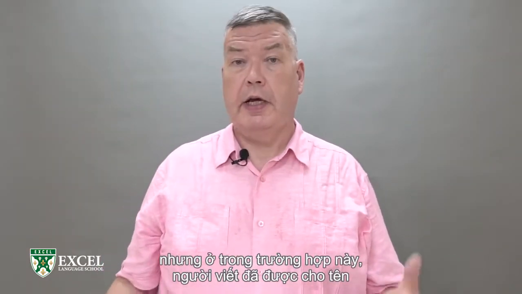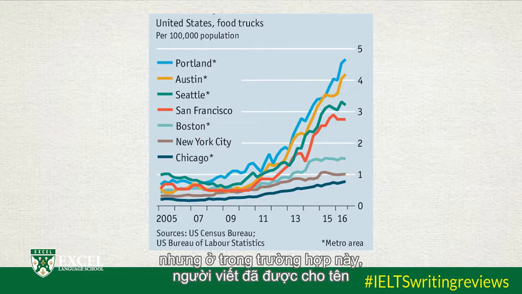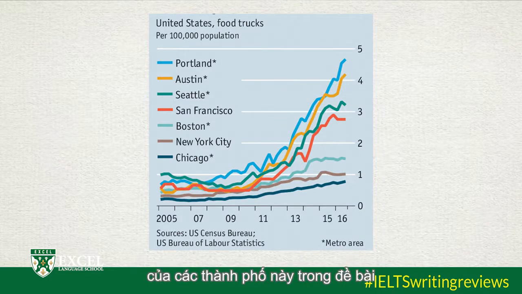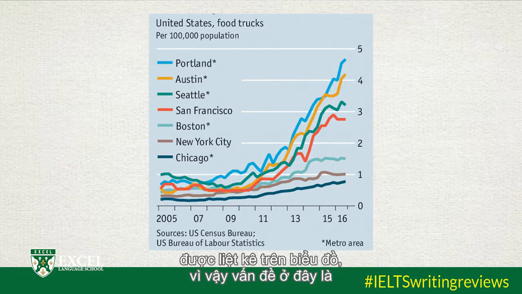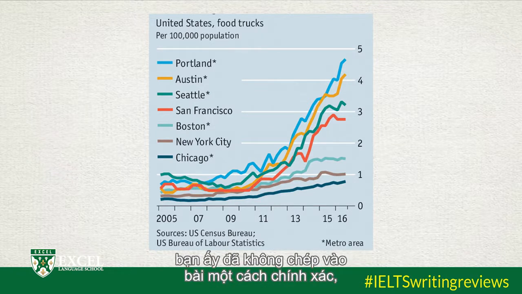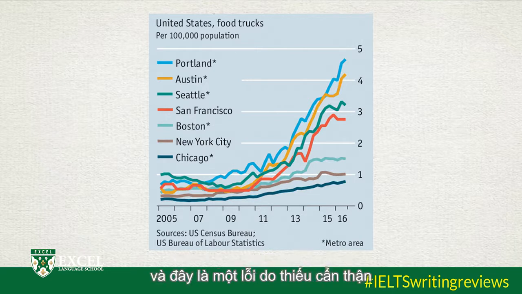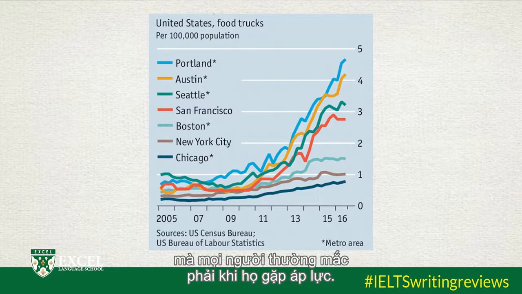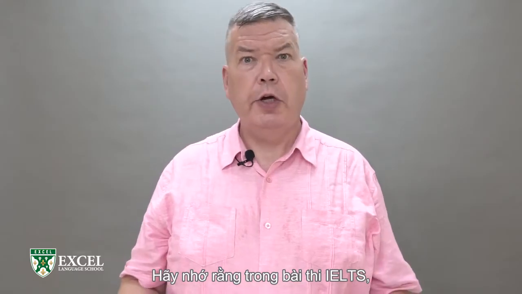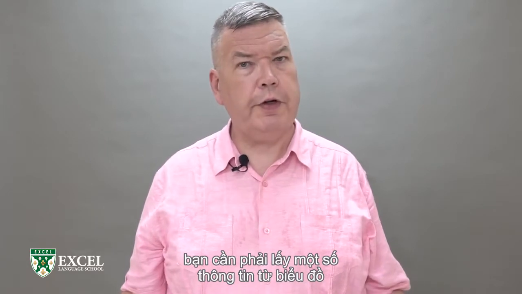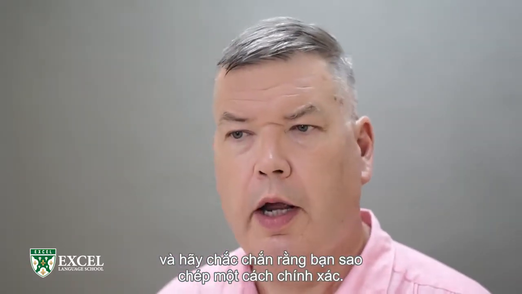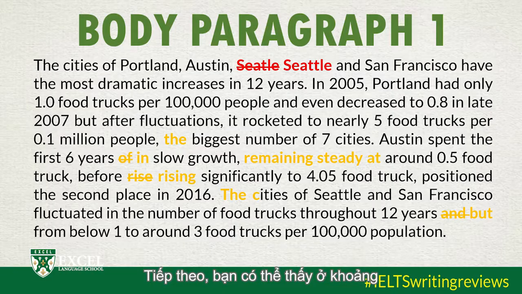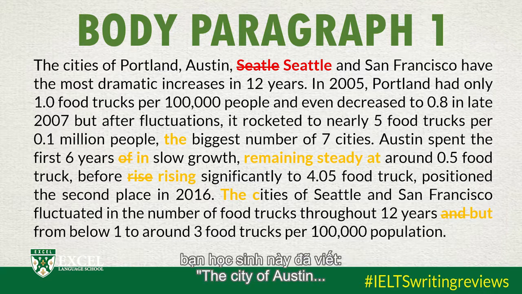But in this case, the student had the name of the American city written on the question, on the graphic. And so the problem was that the student didn't copy it correctly. And that is the sort of careless error that people make when they feel pressure. So remember, on the IELTS, you're going to copy certain information off the graphic and just make sure that you copy it correctly.